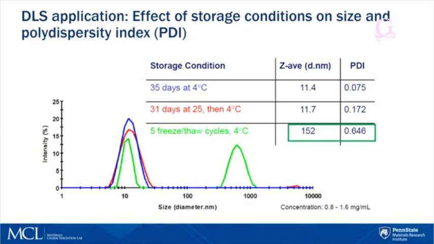Polydispersity index estimates the width of distribution. You can see that samples that underwent 5 freeze-thaw cycles, green line on the plot, show larger average diameter and higher PDI value, wider size distribution compared to other samples. The second peak at about 700 nanometers suggests particle aggregation at these storage conditions.